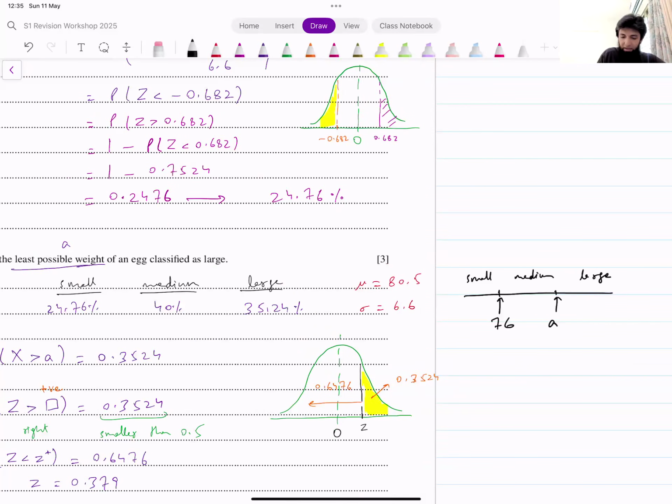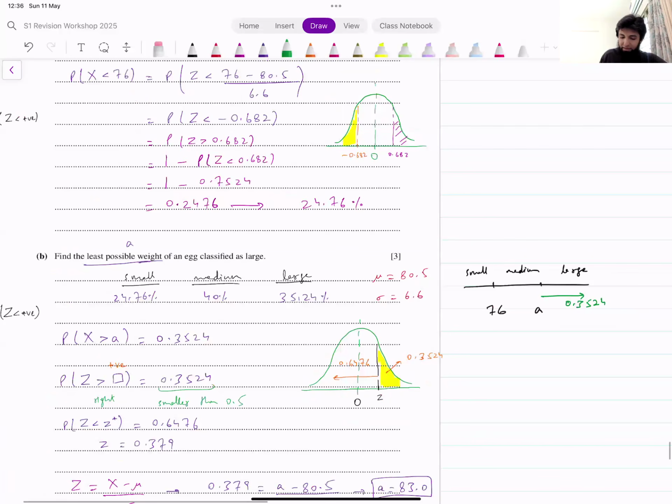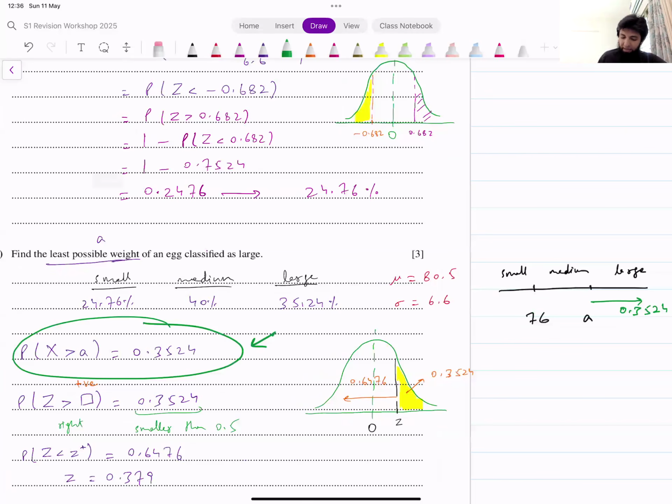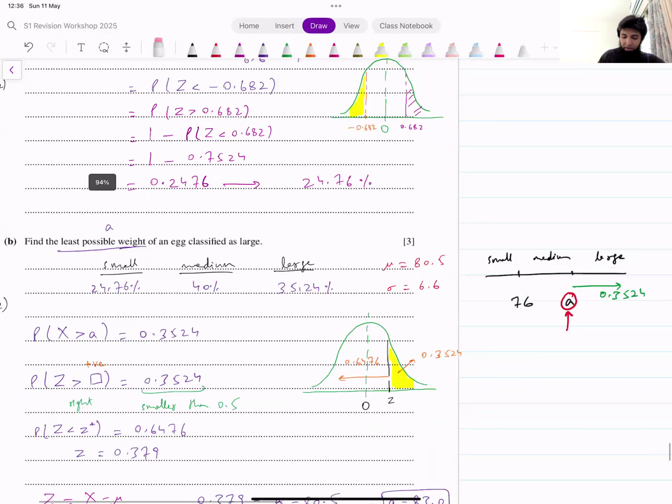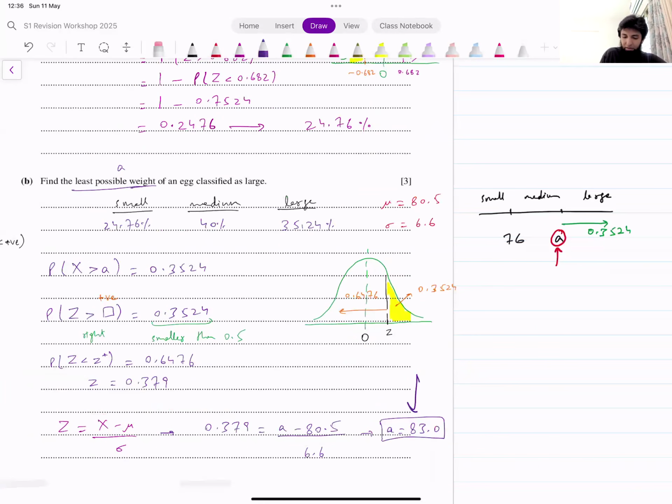To the right of A, we know that this probability is 0.3524. So we write it like this. Probability of eggs being greater than A, that is 0.3524. That's the least possible weight of a large egg. We have to find the value for A. So we can think of it like this. This is an inverse normal problem now. Find the value of A from that. And that's the cutoff point for an egg being classified as large.